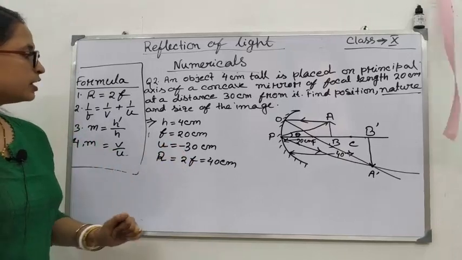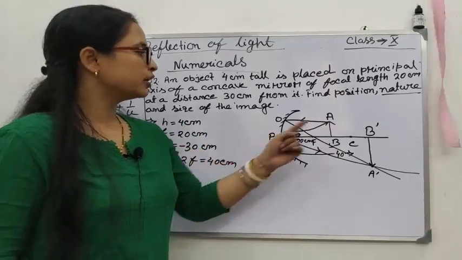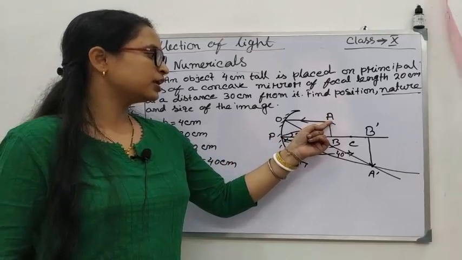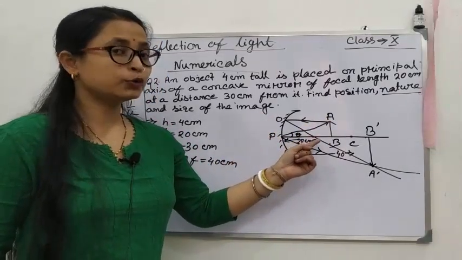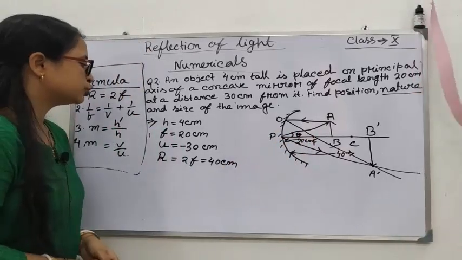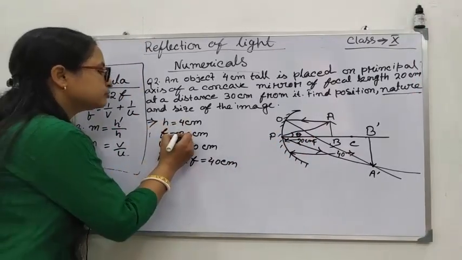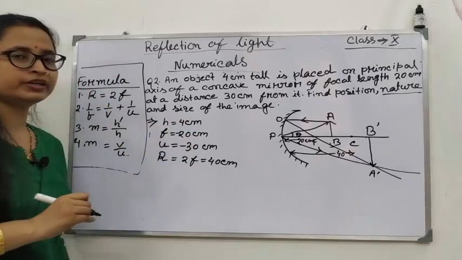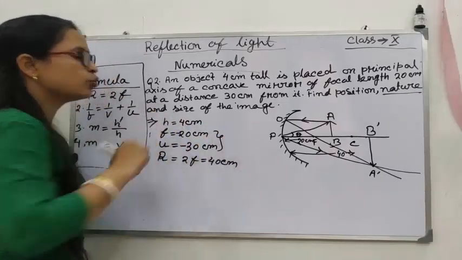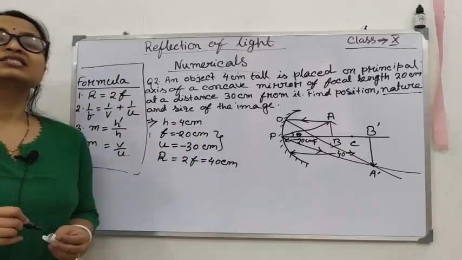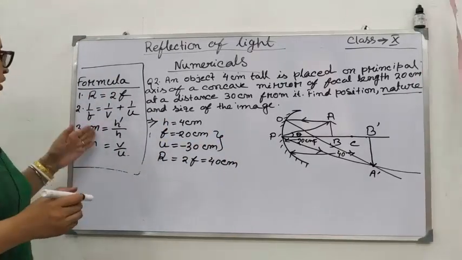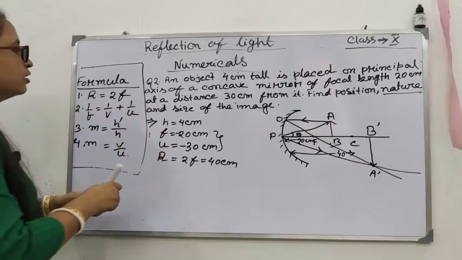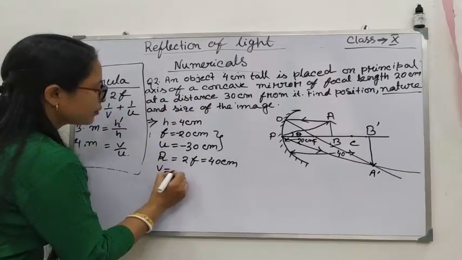Clear? Similarly, what will be the focal length? You see, the direction of incident light is AO, and the focal length is PF. Opposite, right? So the focal length also you have to take as minus 20. And here you have to mention one point by using the sign convention rule. Clear? Now you just have to find V. The position of the image means you have to find V.